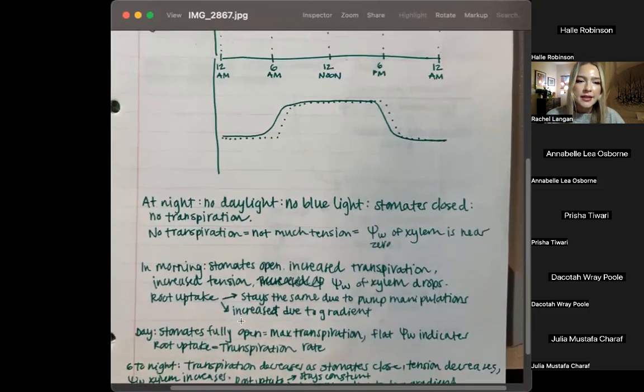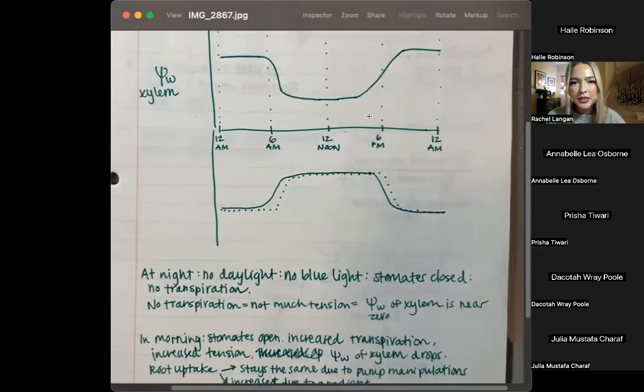All right, and then from 6 p.m. to 12 a.m., we're getting less blue light. So transpiration rate is going to go down as the stomates close. And that's going to be followed by a decrease in the root uptake. Why? Because again, as you decrease the pull from the top, the downstream effect of that is also going to be decreasing the pull into the roots.